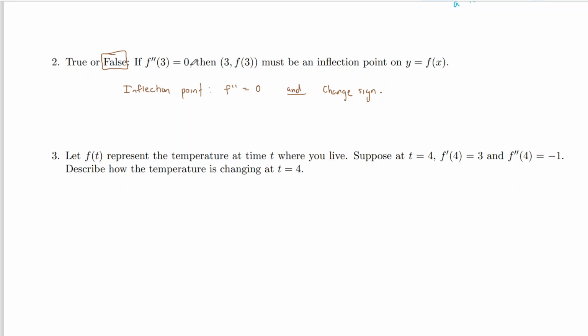So when we answer true or false questions, we're probably getting pretty comfortable with them at this point. We have to include all possibilities, not just the one that would make it work. So sometimes this will be true, but other times this will be false. And if it's not always true, then we have to say it's false.